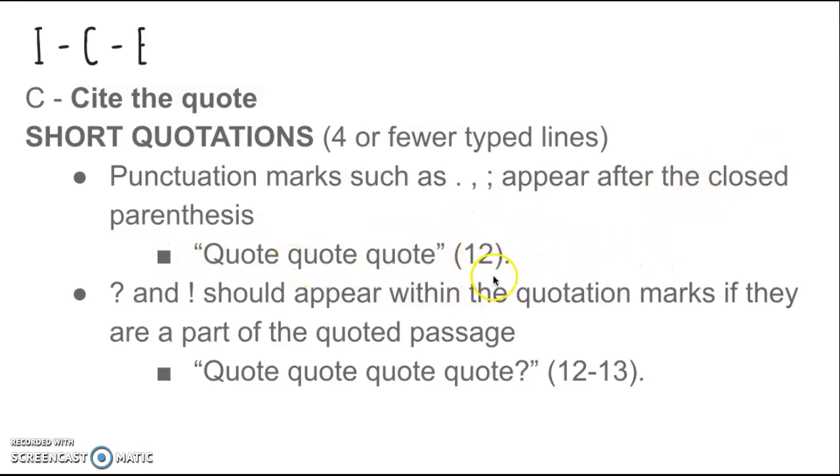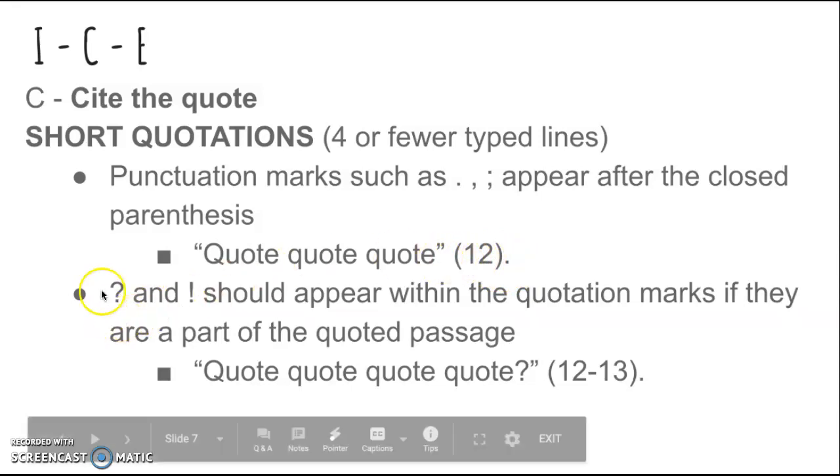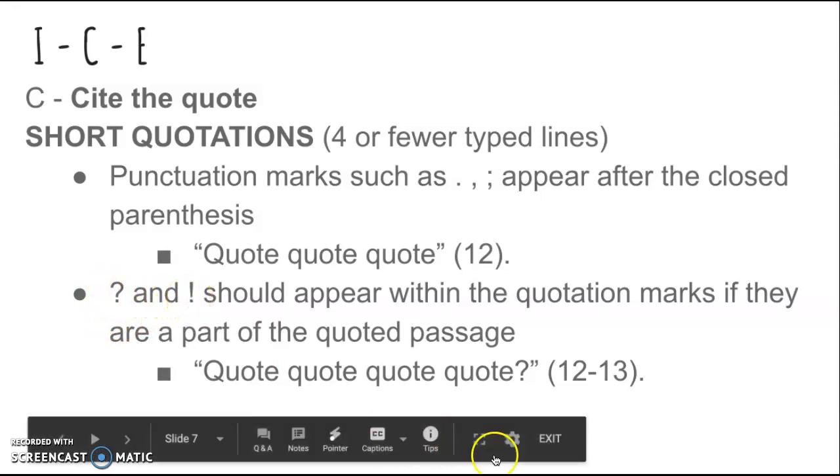So I've already talked about this before, but you put the ending punctuation after the parenthetical citation, not within the quote. I know it's weird. The exception is a question mark and an exclamation point, which go inside the quote. Those are the only weird ones, but then you still need an ending punctuation so we know the sentence is over.